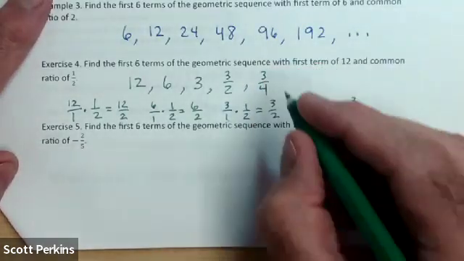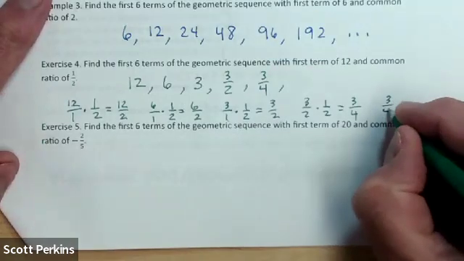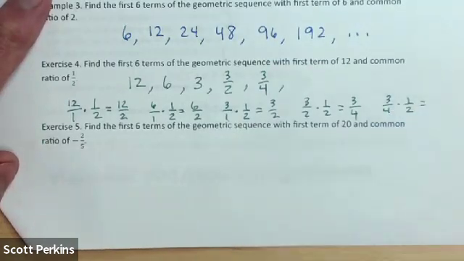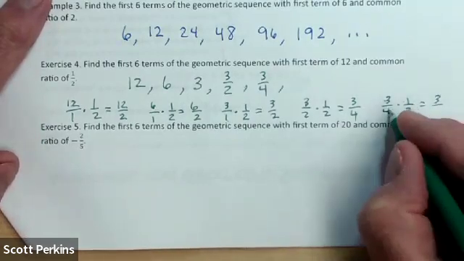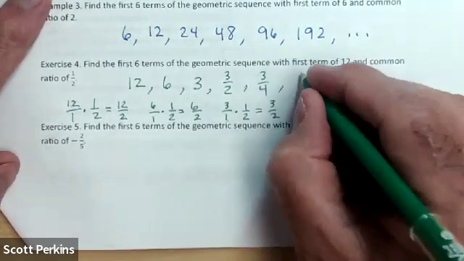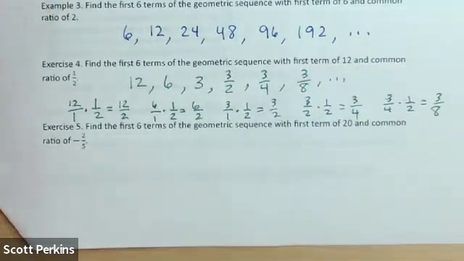And then finally, I asked for 6 terms, so I'll do it one more time. So I have 3 over 4 times 1 over 2 again. Again, tops and bottoms. 3 times 1 is 3 in the top. 4 times 2 is 8 in the bottom. So the sixth term is 3 over 8. And you can keep going and going.